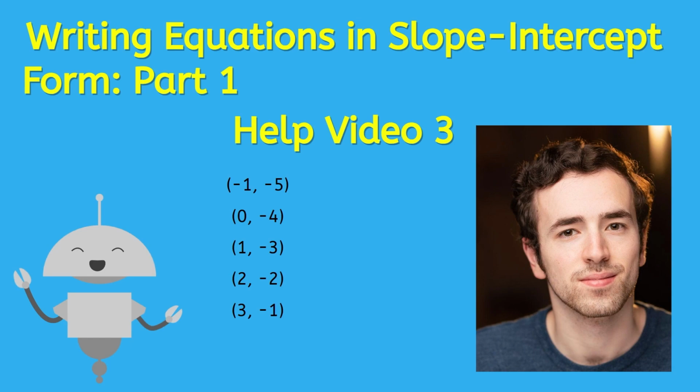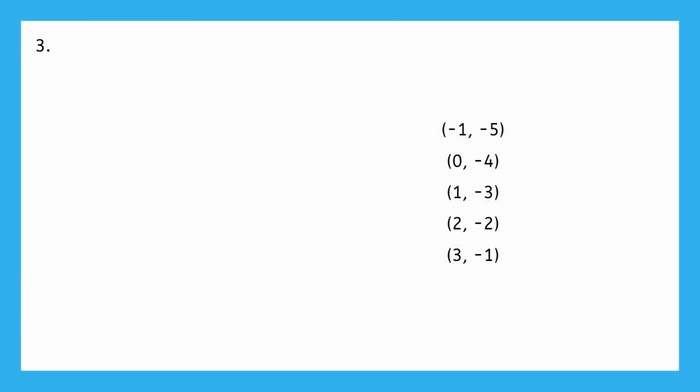In this help video, we'll be going over how to write the slope-intercept form equation for the list of coordinates from number 3, shown on screen here. Let's get into it. In order to write the equation of a line in slope-intercept form, you need two things, the slope and the y-intercept. Let's start with the slope.